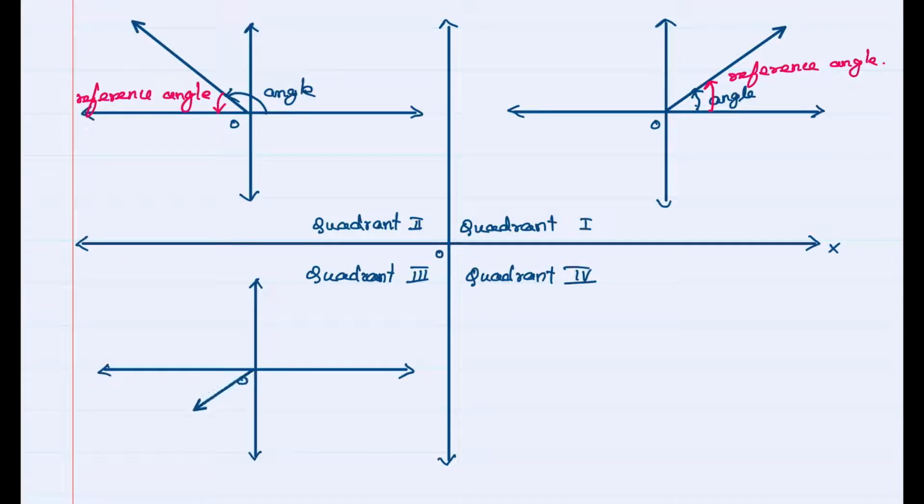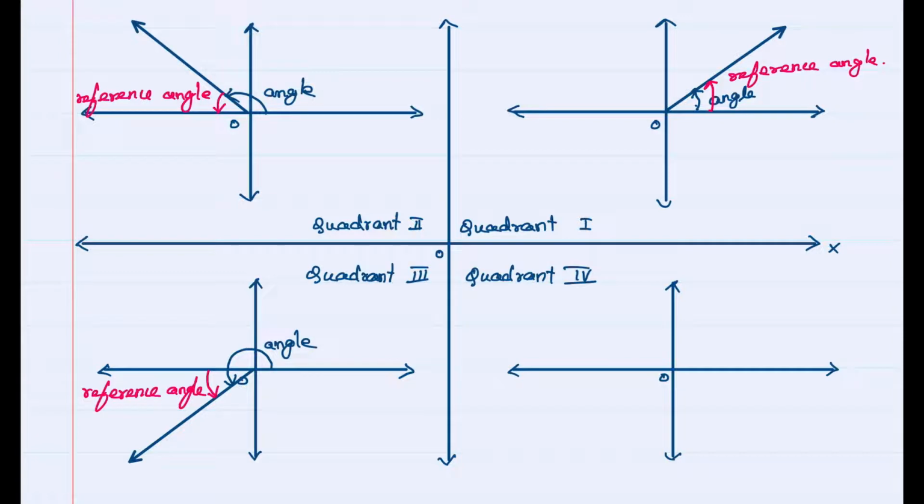If the angle is in the third quadrant, so it will be more than 180 degrees. This is the angle measured. So its reference angle will be the angle between the terminal side and the x-axis, the x-axis which is closer to the terminal side. And if the angle is a fourth quadrant angle, that is between 270 degrees and 360 degrees, say, this is the angle measured, which will be more than 270 degrees. And its reference angle is the angle between the terminal side and the x-axis, which is closer to it. This is the reference angle.